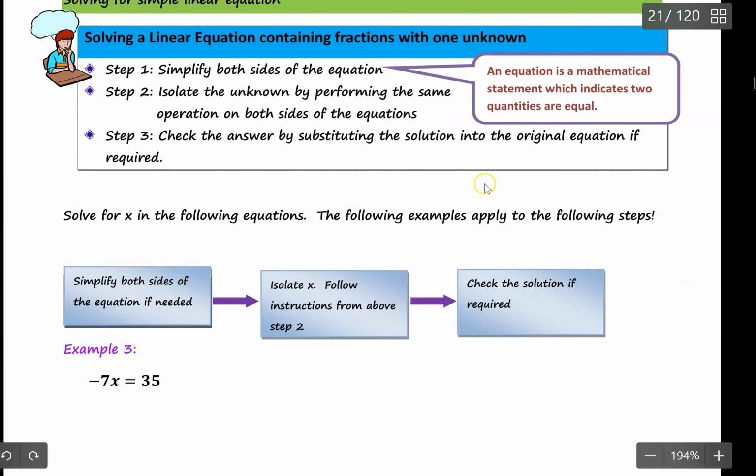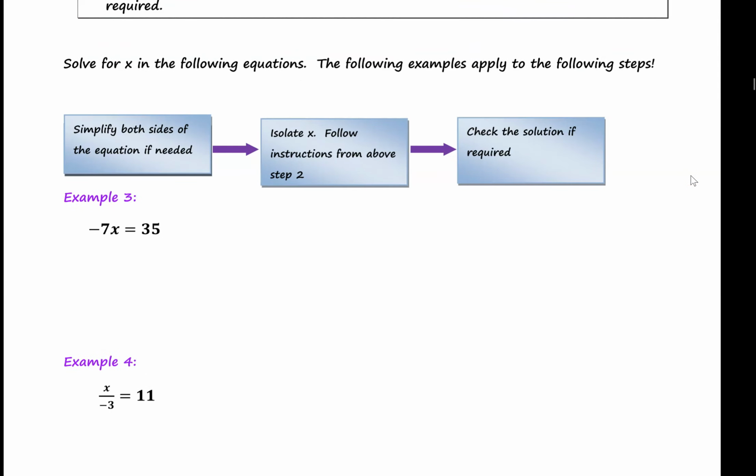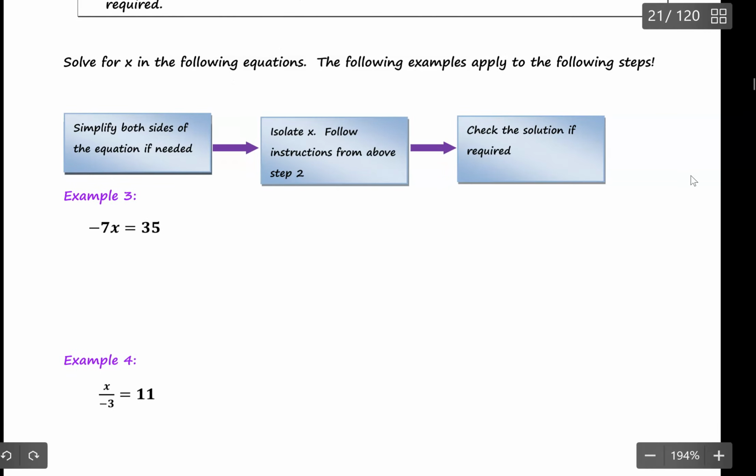If I don't have anything to simplify, then I can go right away into isolating. So I have negative 7x equal to 35. In order for me to isolate the x, it means that I need to have just one x. To get rid of the negative 7 in front of this x, I have to divide both sides by negative 7.